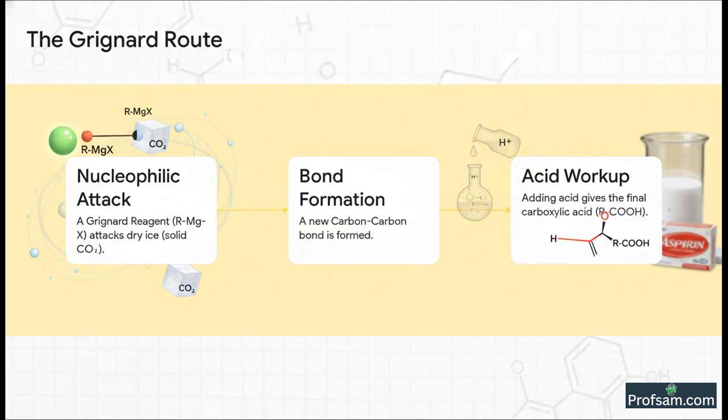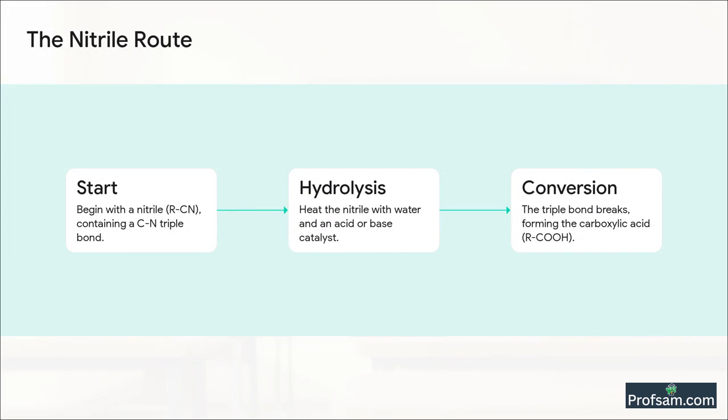And remember our aspirin question from the start? This method is a key way to prepare salicylic acid, which is the starting material for making aspirin. Another very useful path starts with something called a nitrile. A nitrile has a very strong carbon-nitrogen triple bond. By simply heating it with water in the presence of an acid or a base, a process we call hydrolysis, we can break that strong triple bond and convert it directly into our target carboxylic acid. It's another excellent and reliable tool for our chemist's blueprint.